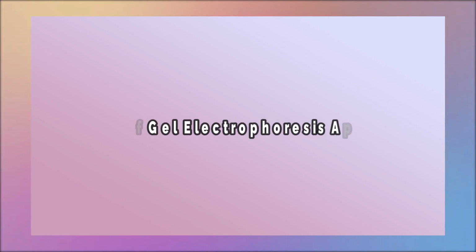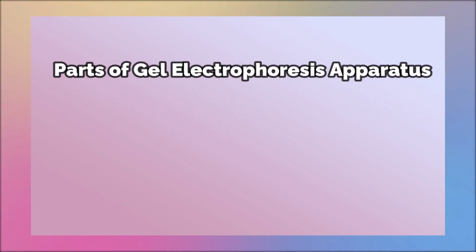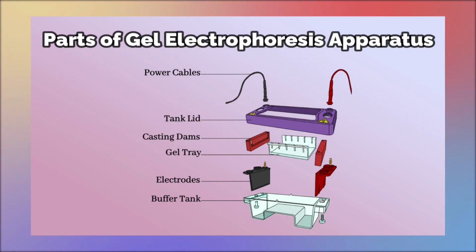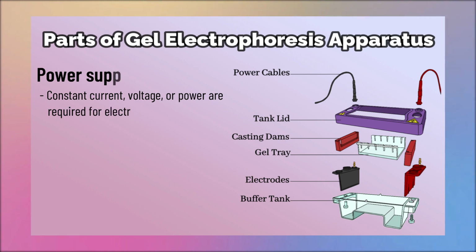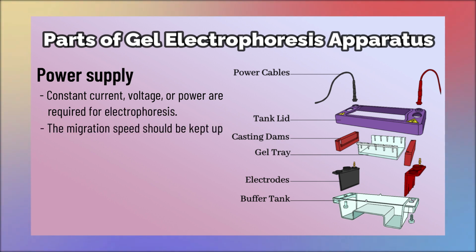Let's learn the parts of the gel electrophoresis apparatus. With the help of this diagram, we will understand the apparatus. First comes the power supply. Constant current, voltage, or power are required for electrophoresis. Migration speed should be kept consistent with a stable power supply.